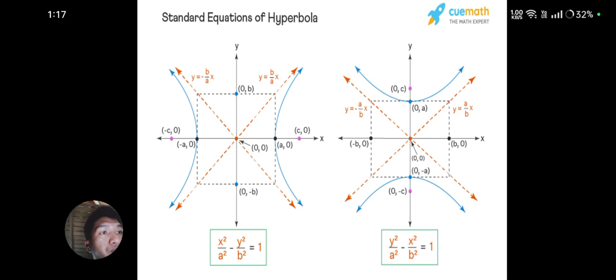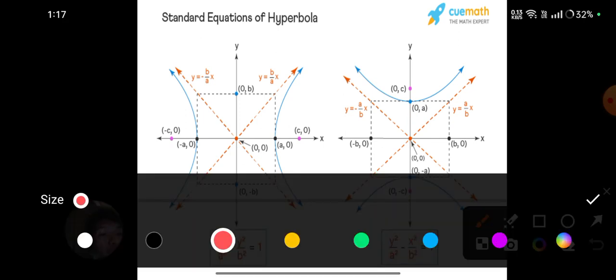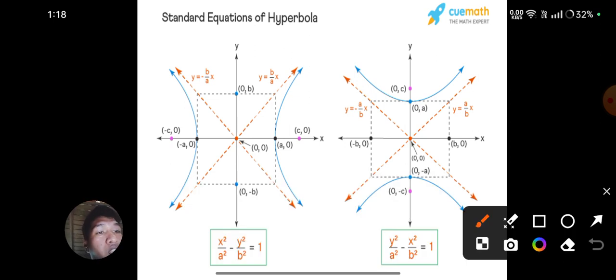While this is the y, the b. This is the b.